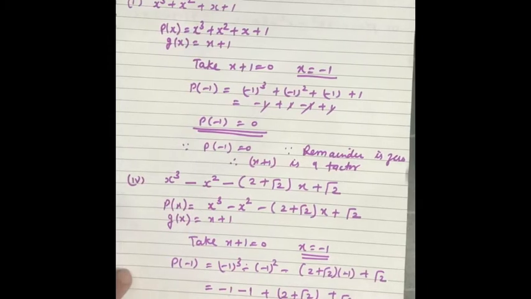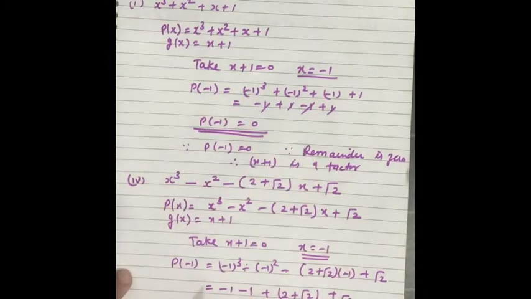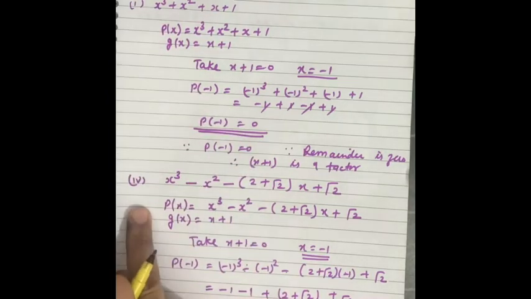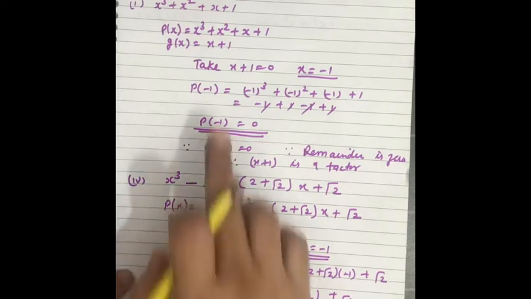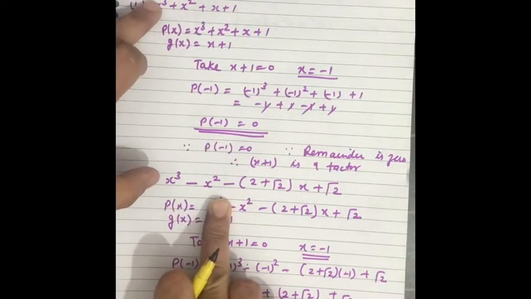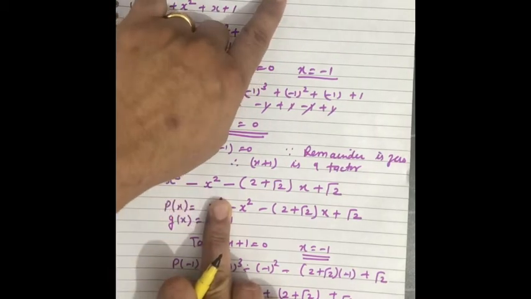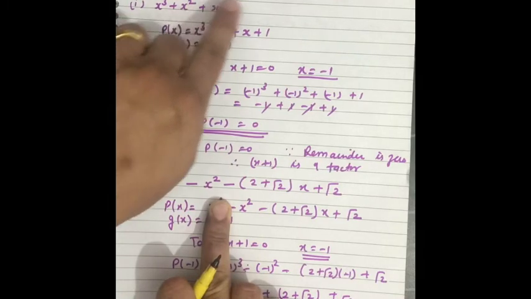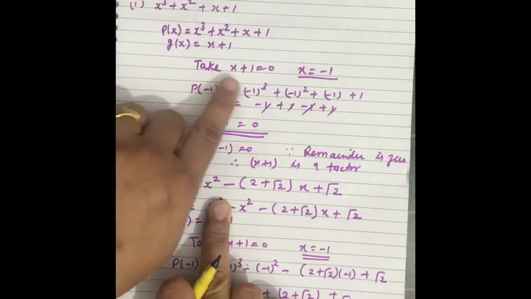Clear? Two parts I had done, the rest two are your homework. First part and fourth part I had done, second and third are your homework. The process is the same, two polynomials will be given. We have to check whether x plus 1 is a factor of this polynomial or not. We'll take this linear polynomial equal to 0.